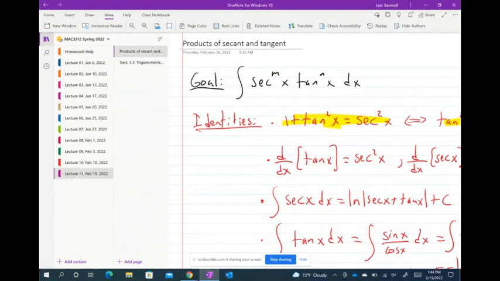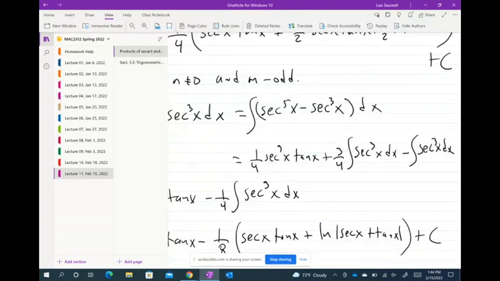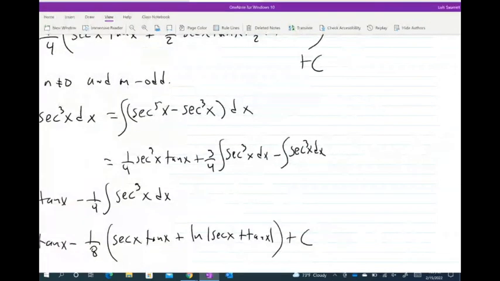Okay, let me introduce 3.3. 3.3 is trigonometric substitution. It's just a special type of substitution, but this is going to allow us to deal with some types of integrals. The idea is that after we make the substitution, we're going to get one of the integrals that we have from before, from the trigonometric integrals, and we already know how to deal with those. Actually, sorry, before I do that, one more example.